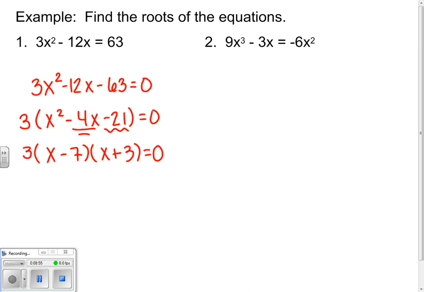That 3 out front does not give you a root. It doesn't have a variable with it. It's kind of garbage, to be honest with you, when it comes to the graph. It just stretches it. So my roots are positive 7, negative 3.